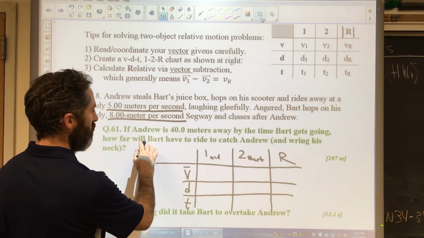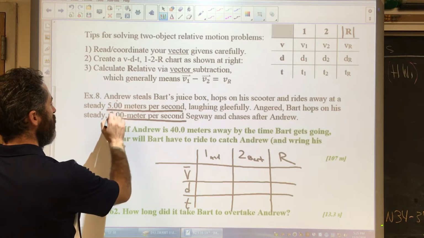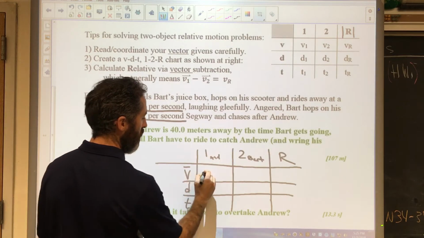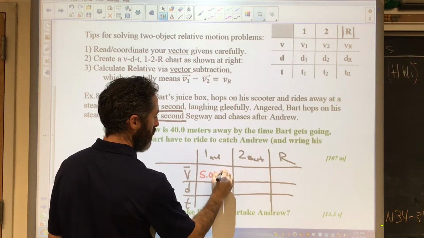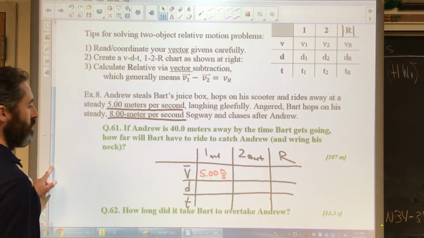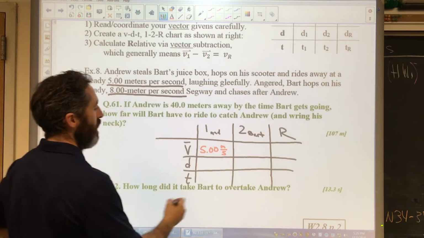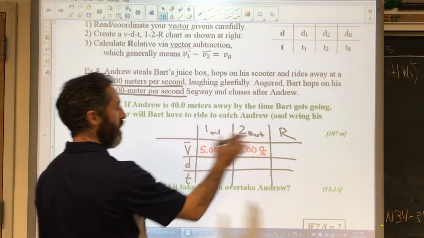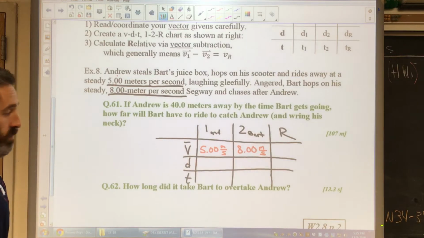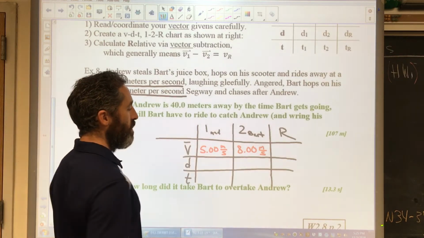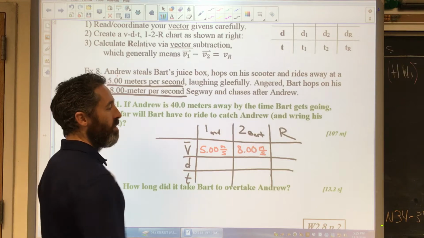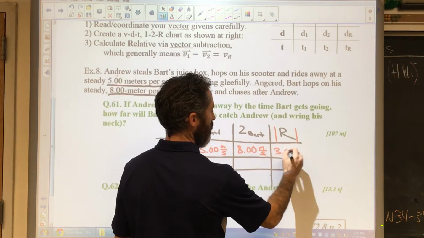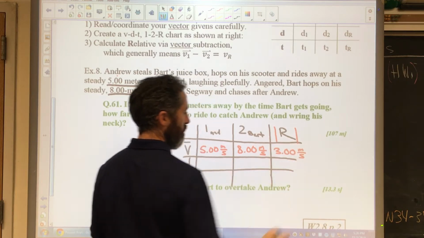Here we go. So Andrew, what do we know? We know Andrew is heading along at 5 meters per second. So we can come over here to Andrew's velocity and put a little 5 meters per second in there. We also know that Bart is traveling at 8 meters per second. Now, whenever you need to find the relative anything, you're essentially subtracting the two vectors. So whether it's 5 minus 8 or 8 minus 5, it doesn't matter. All we're concerned about is the magnitude of it. That comes out to a relative speed of 3 meters per second.